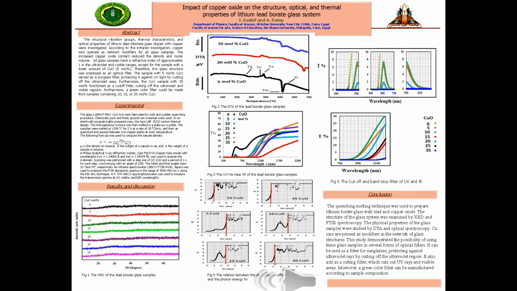In this poster, we're talking about the impact of copper oxide on the structural, optical, and thermal properties of a lithium lead borate glass system. The glass samples are prepared from lithium tetraborate plus different concentrations of copper oxide in excess of lead oxide. The samples are prepared by the quenching method at 1200 degrees for 2 hours.